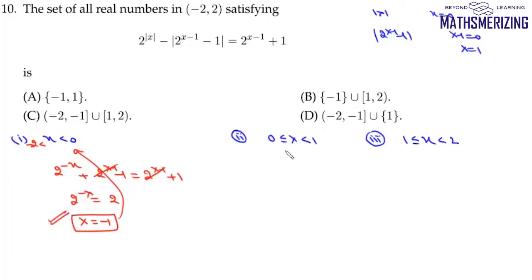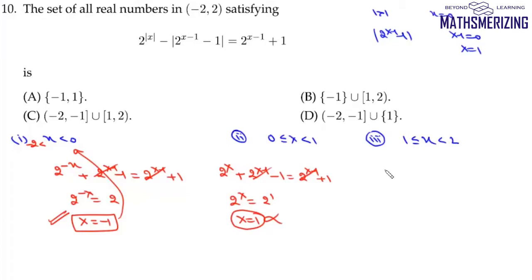Now the second case, when x lies between 0 and 1, we can write this as 2 to the power x, and here again it will be negative, so it will be plus 2 to the power x minus 1 minus 1, equals 2 to the power x minus 1 plus 1. We can cancel this, so we'll get 2 to the power x equals 2 to the power 1, x equals 1. Now 1 is not included here, so we'll discard this.